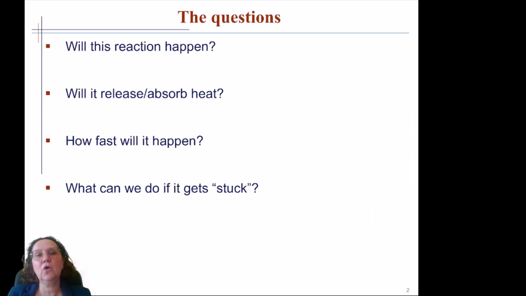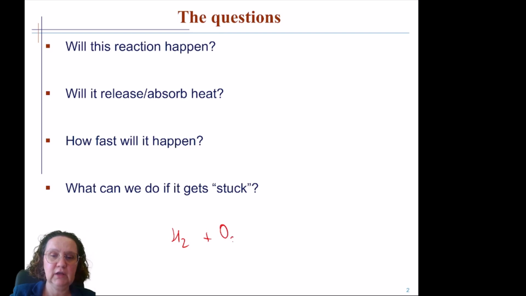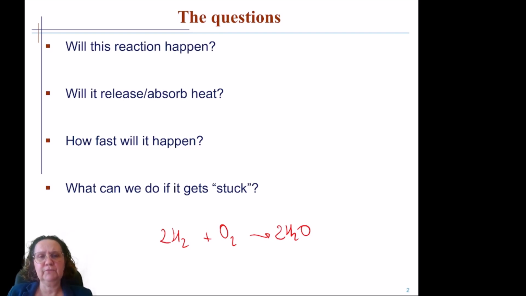When I think of thermodynamics and kinetics, I like to think of the question that those two branches of chemistry answer. I'm going to write here an equation. It's quite a typical one, the reaction of hydrogen and oxygen to produce water. And I'm going to balance it. And then when I look at that equation, the first thing I might ask myself when I look at any chemical equation is, will this reaction actually happen?